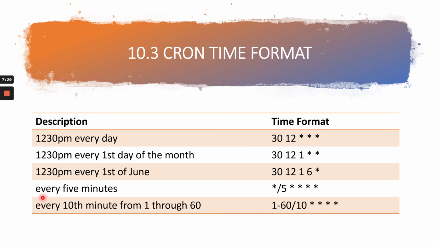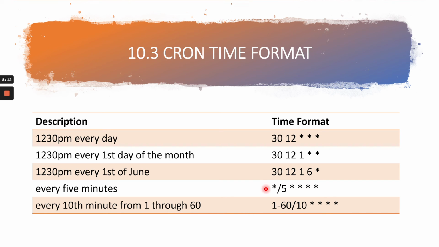The fourth example is every 5 minutes. For this example, I would like to compare it with the last description, every 10 minutes from 1 through 60. The only difference between these two examples is that the first example, every 5 minutes, does not mention the range. It does not specify the range of minutes. The fifth example mentions the range of minutes. Hence the reason why you see the difference.